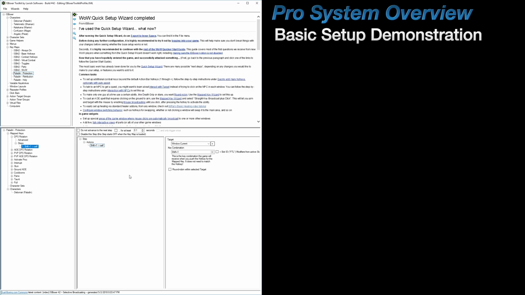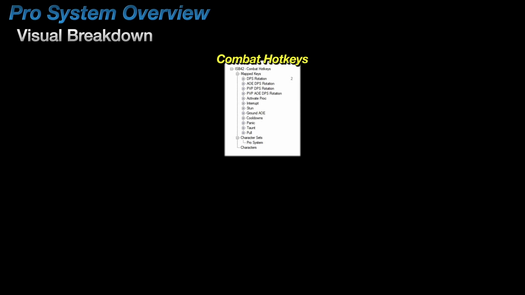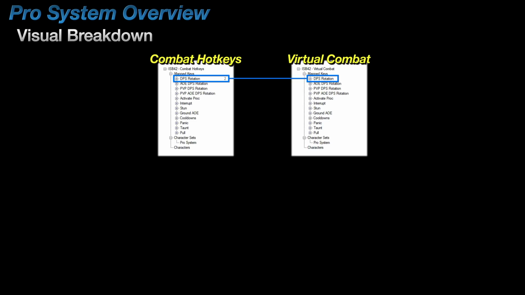If this is still confusing, then let me break this down. Okay, so you've got your combat hotkeys key map, and this is where it starts since this is where you assign your initial hotkeys, being the keys that you are physically pressing on your keyboard. As I showed before, it's linked to the Virtual Combat Keymap. Remember, nothing actually happens inside of Virtual Combat, but ISBoxer needs it there as part of this virtualization process.